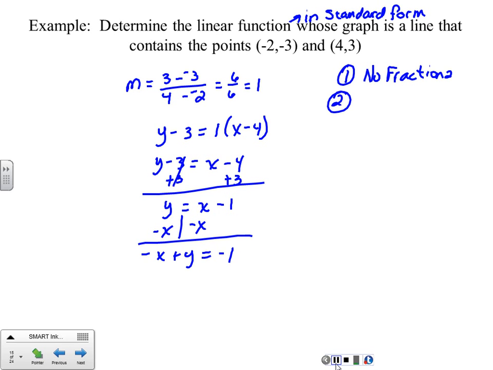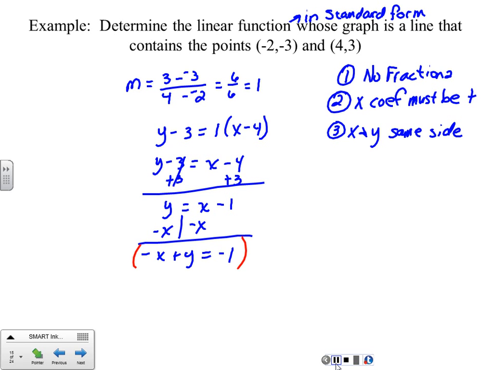Number 2, x coefficient must be positive. And number 3, x and y same side. Okay, so how are we going to fix this problem? Flip it so it's positive, minus 1 is constant 1. Mathematically speaking, we're just going to multiply through by a negative 1. So I'll have x minus y is equal to 1.